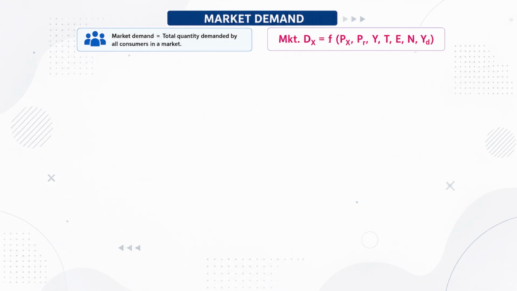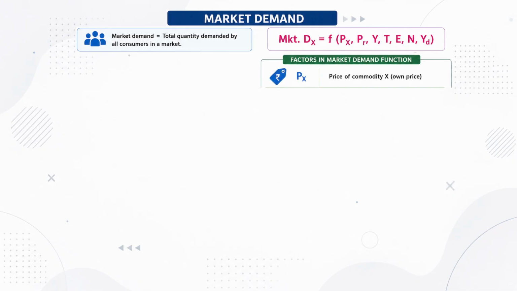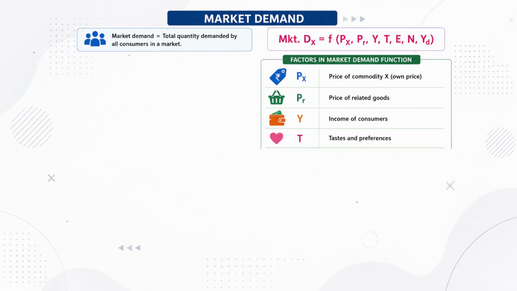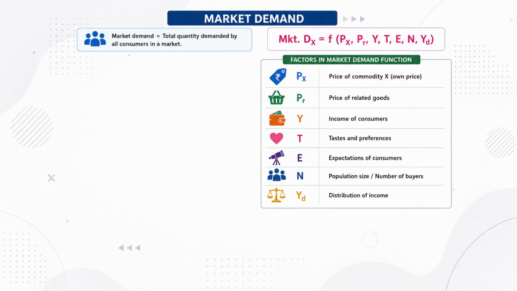Here, market Dx represents the market demand for commodity X. Px represents the price of commodity X. PR represents the price of related goods. Y represents the income of consumers. T represents the tastes and preferences of consumers. E represents the expectations of consumers. N represents the population size, or number of buyers. And YD represents the distribution of income.